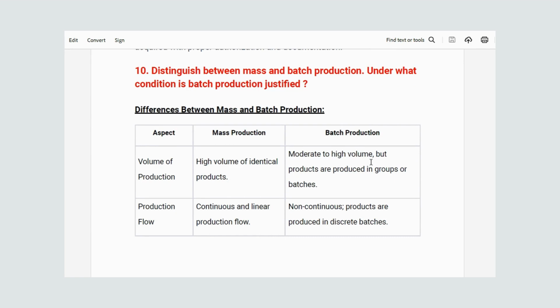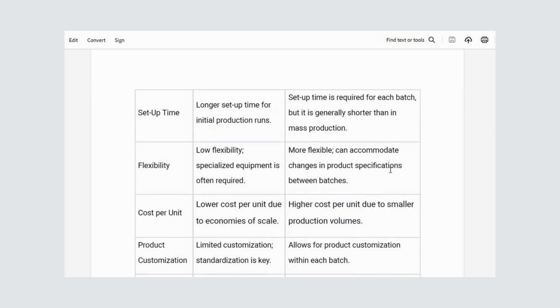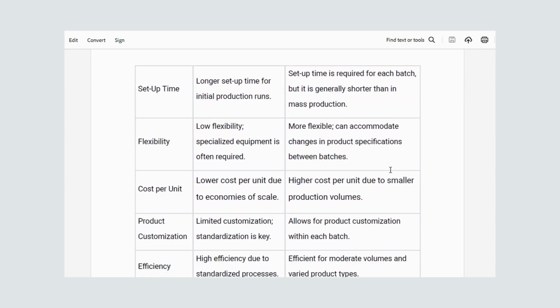Okay. So let's see the volume of production. Here in mass production, there is a high volume of identical products. And what about batch production? The volume is moderate to high. Okay, and the production flow in mass production is continuous and linear, while in batch production it is done in batches, so it is not continuous. The products are produced in discrete batches. For the setup time, mass production has a longer setup time for initial production runs, and in batch production the setup time is required for each batch, but it is generally shorter than in mass production.